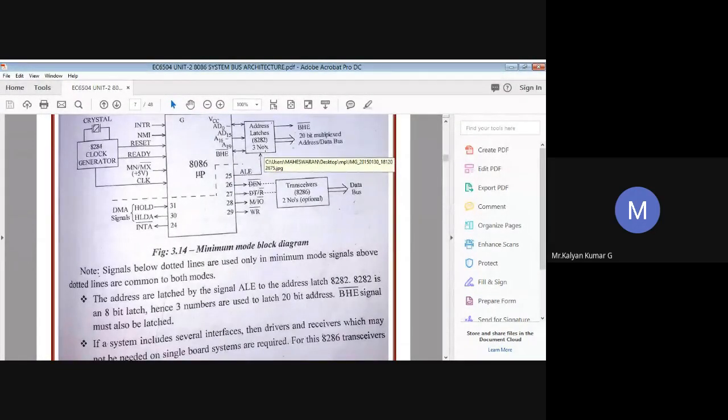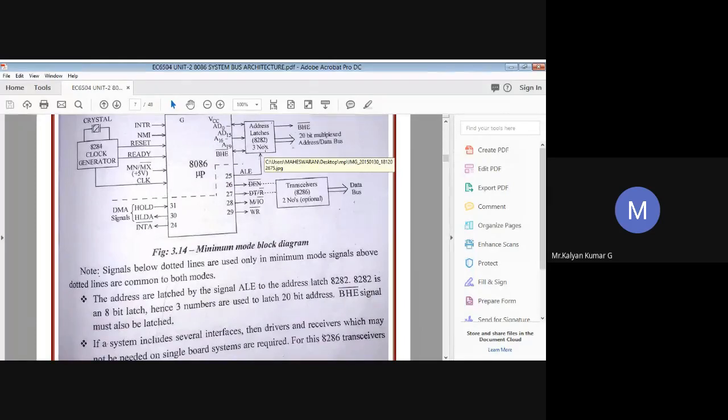So the ALE will be connected to the enable input of this external 8-bit latch. Whenever ALE is asserted high and then low, the address will be latched into the output lines of the latch, and it holds the address until the next bus cycle. After latching the address, the AD0 to AD15 lines will be free for data transfer, and the remaining A16 to A19 lines will be free for carrying status information. Because they are multiplexed, once the address phase is over, they are used for data as well as status pins respectively.